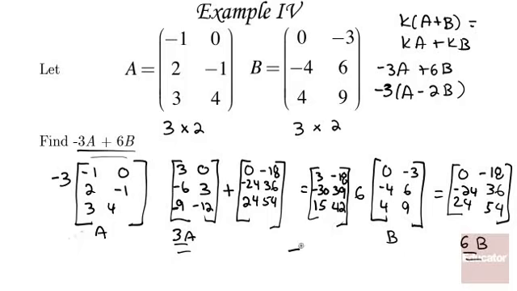So this here is negative 3A plus 6B. So right here is my solution. And what I did is I took A, I multiplied it by a scalar negative 3 to get negative 3A. I took 6 and I multiplied it by the second matrix B to get 6B. Then I added negative 3A plus 6B as my solution.